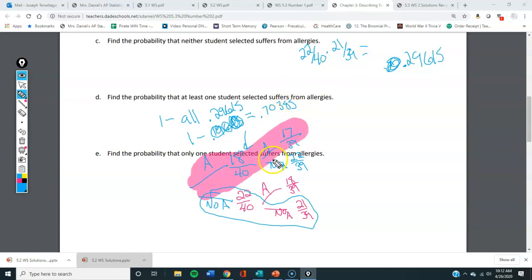Now, about one suffers from allergies. At least one. So for that one, I'm going to multiply these two and multiply these two, because those are my two with 1, and add them together. Try it out. I got 0.50769. Or I could have done 1 minus no allergies and all allergies, my two numbers from before, right? And that would also work.